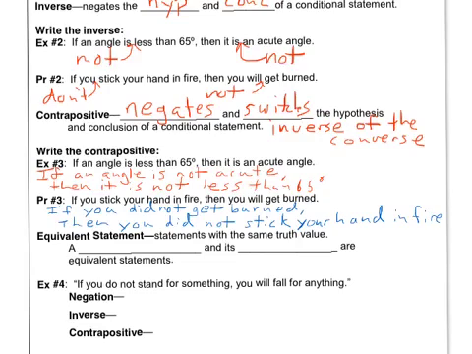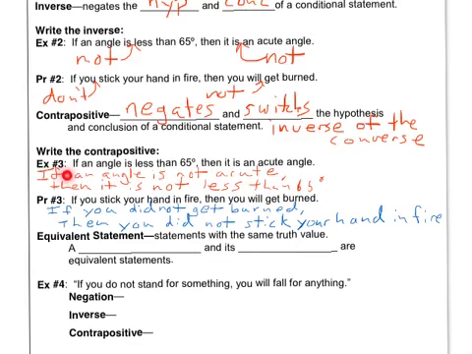Okay. Now what I want you to notice is, up here when we took the inverse, it was not necessarily true, even though the original statement was. So if an angle is less than 65, then it is an acute angle. That's true. If an angle is not less than 65, then it is not an acute angle. Well, that's not necessarily true, because something could be not less than 65 and be 100 degrees, and that would be true, then it is not an acute angle. But it could also be 70 degrees, making it not less than 65, but it would still be an acute angle. So the inverses are not necessarily true, even though the original statement is.